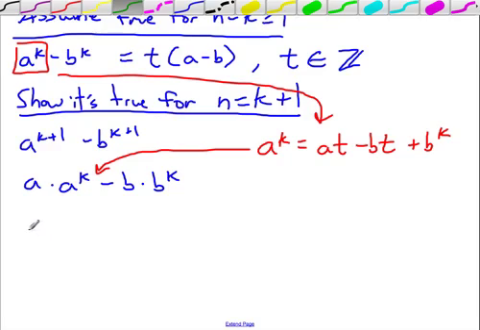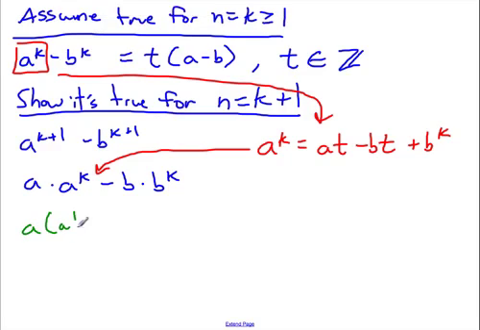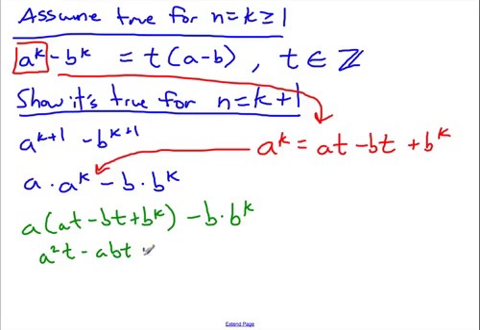So we're going to have a times at minus bt plus b to the power of k, minus b times b to the power of k. And next, I'm going to multiply this out. We're going to get a squared t minus abt plus ab to the power of k minus b times b to the power of k.